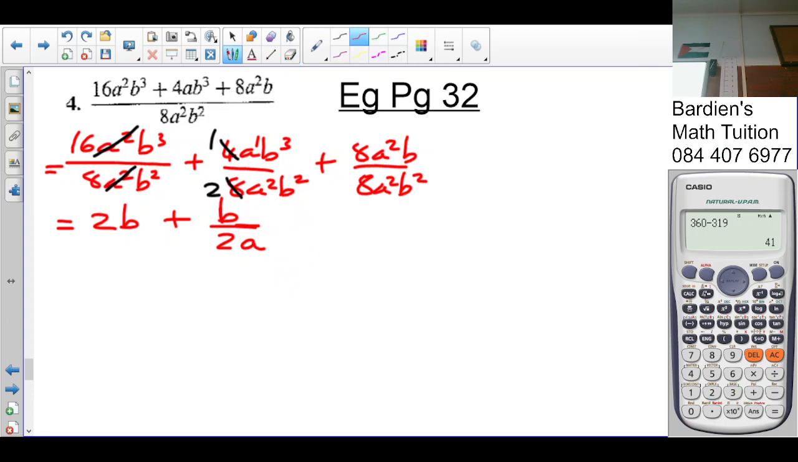You all agree with that? Just look at it again. 4 going into 4 once, 4 going into 8 twice. That's how I get 1 over 2. Okay? Where's there more a's? Bottom. So 2 minus 1 is 1. Where's there more b's? Top. So that's why I put the b on top here. Can you see that? 3 minus 2 is 1.